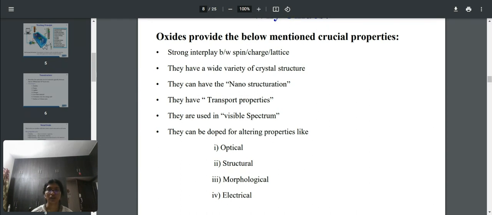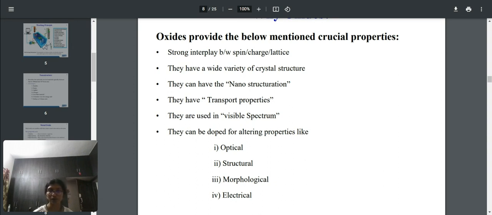Why are we using metal oxides? There is a strong interplay between spin, charge, and lattice. By altering one quantity, the other two quantities can be easily modified. They have a wide variety of crystal structures. For example, ZnO nanocrystals can take cubic, rod-like, and hexagonal structures. They can have nanostructuration.